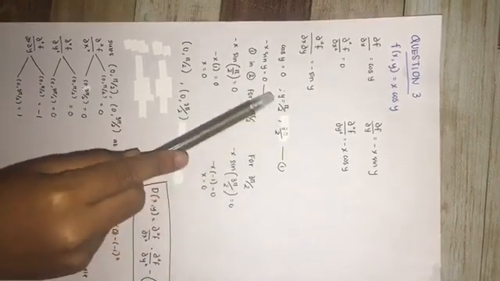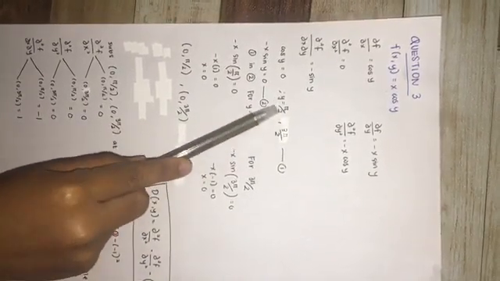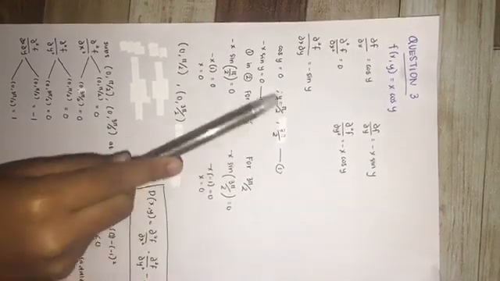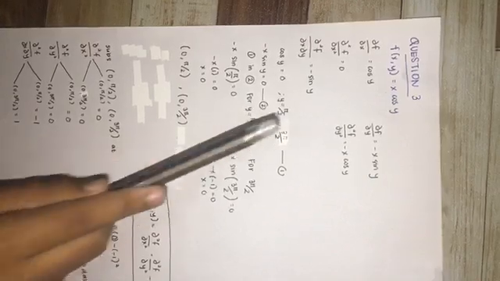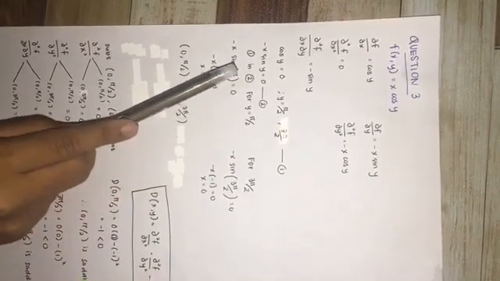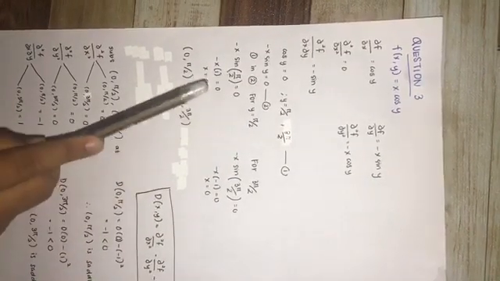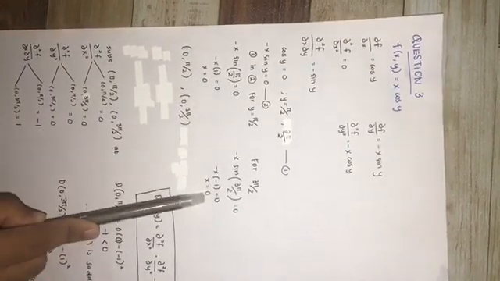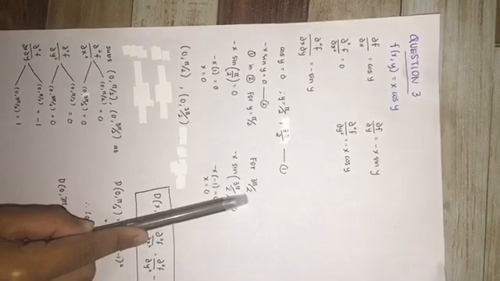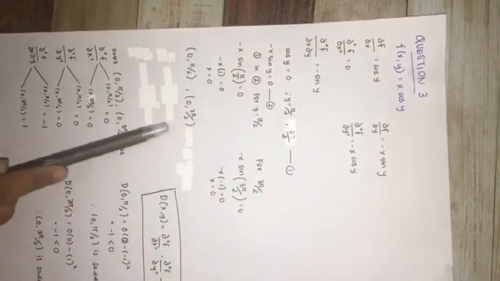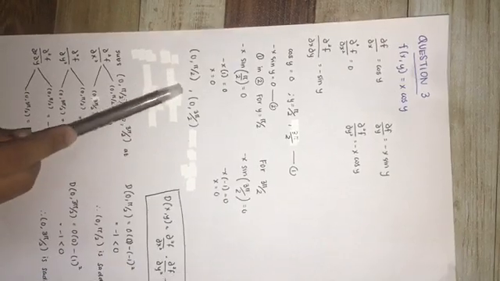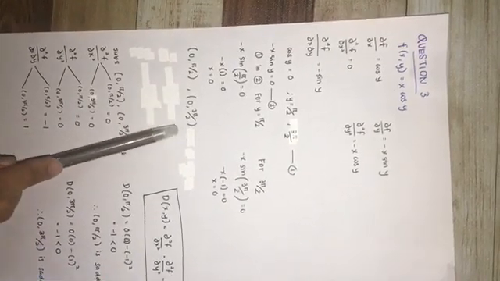Then we get y equals pi over 2 and 3 pi over 2. We substitute y in this equation and we get x equals 0 for y equals pi over 2, and x equals 0 for y equals 3 pi over 2. So the coordinates are (0, pi over 2) and (0, 3 pi over 2).